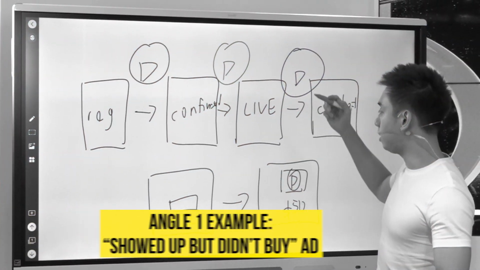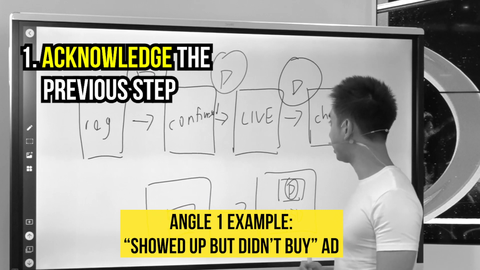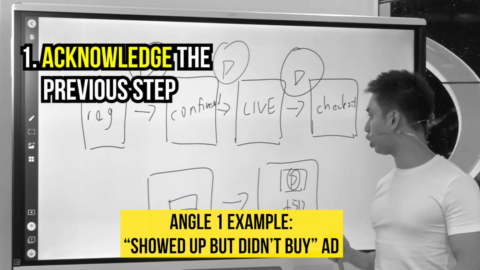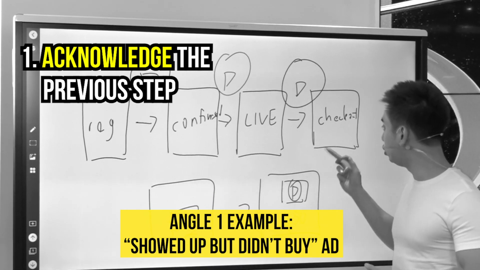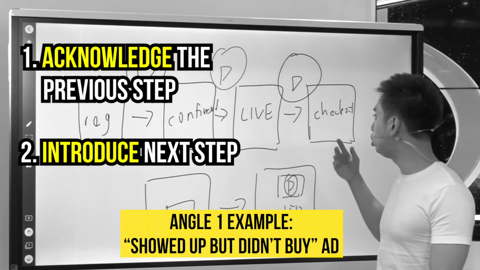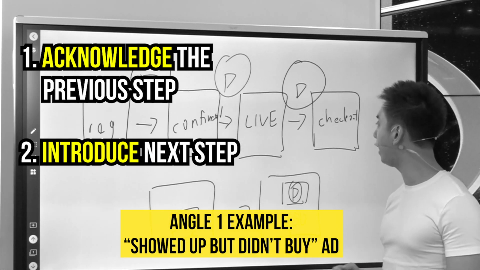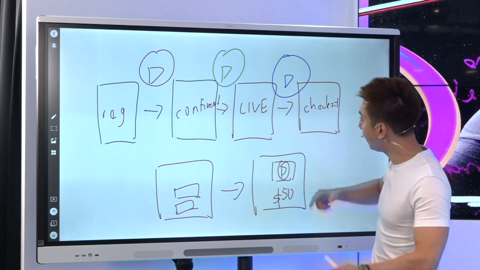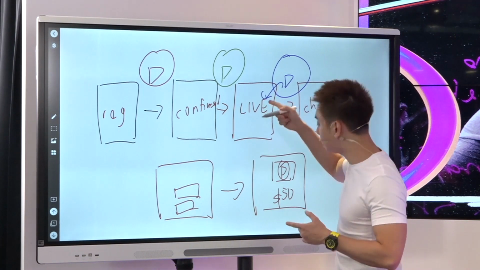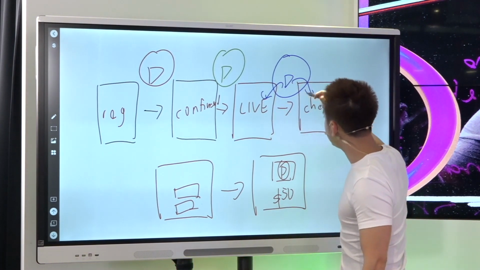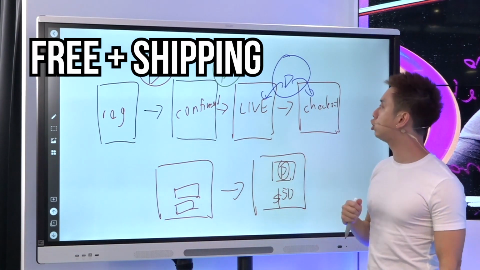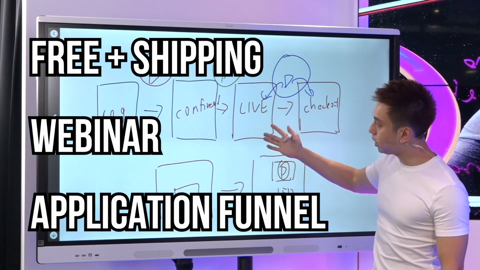So it'll be, hey, this is Peng Joon here, and first of all, thank you for joining me on my webinar. I hope that you had a great time, as much as I did, teaching it. And I noticed that on the webinar where I made my offer for product name, somehow you didn't take me up on this offer. Now I understand that you might be skeptical. Now notice that my ad is targeting specifically based on their unique situation, and I'm introducing them the next step, right? So this could be for a free plus shipping, this could be for a webinar, this could be for an application funnel, whatever it might be.